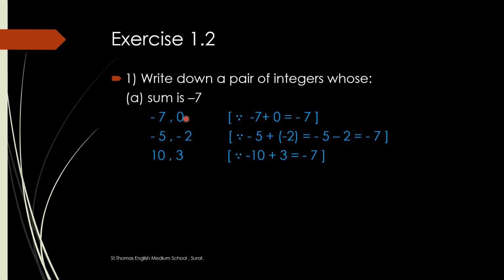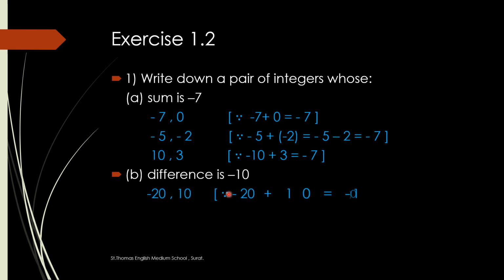No need to write all these examples because they are pairs of integers. So any one you have to write in your maths notebook. Clear? Question number B. Difference is minus 10. So you have to write a pair of integers whose difference is minus 10. So before showing the answer, can you find it yourself? Just check. Difference should be minus 10. You got it? Yes, we will check.